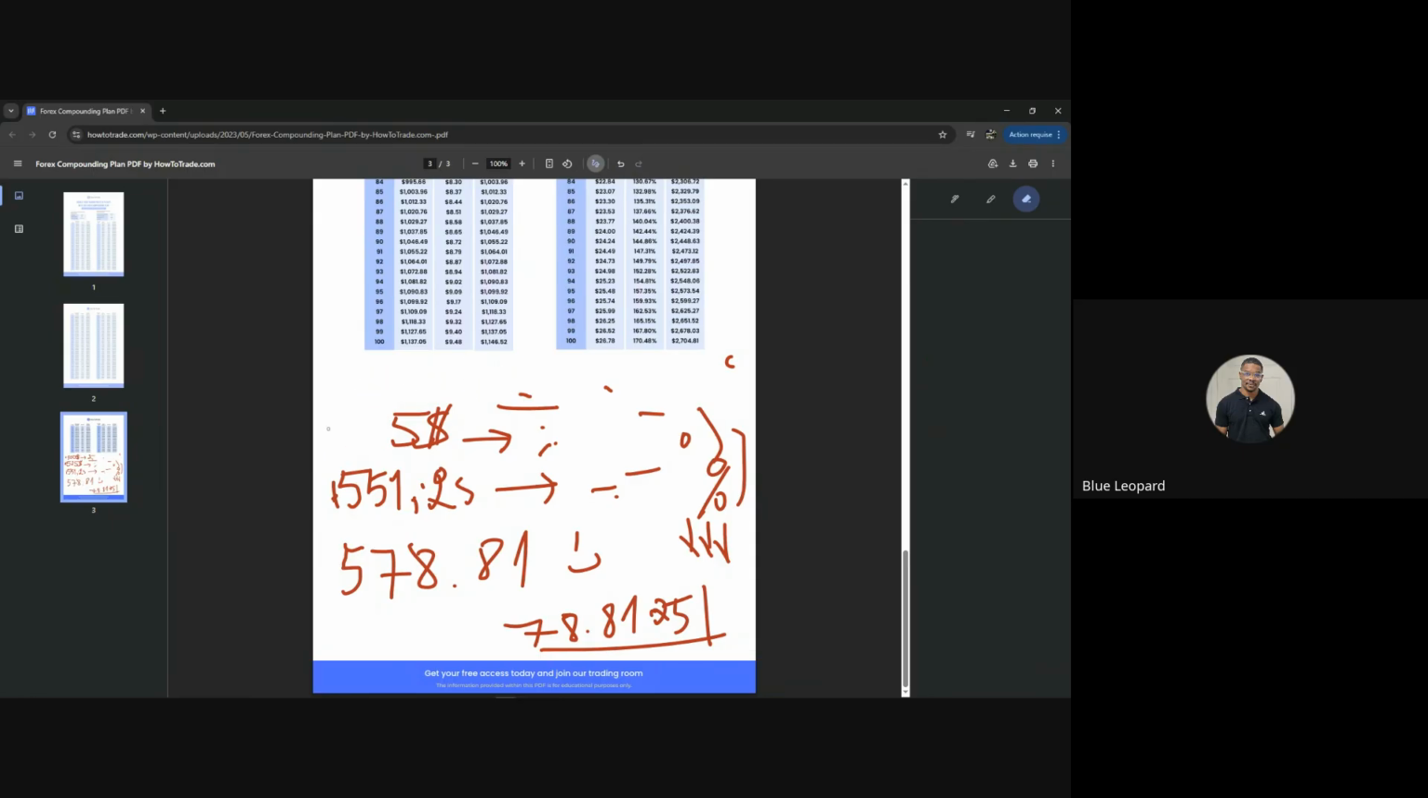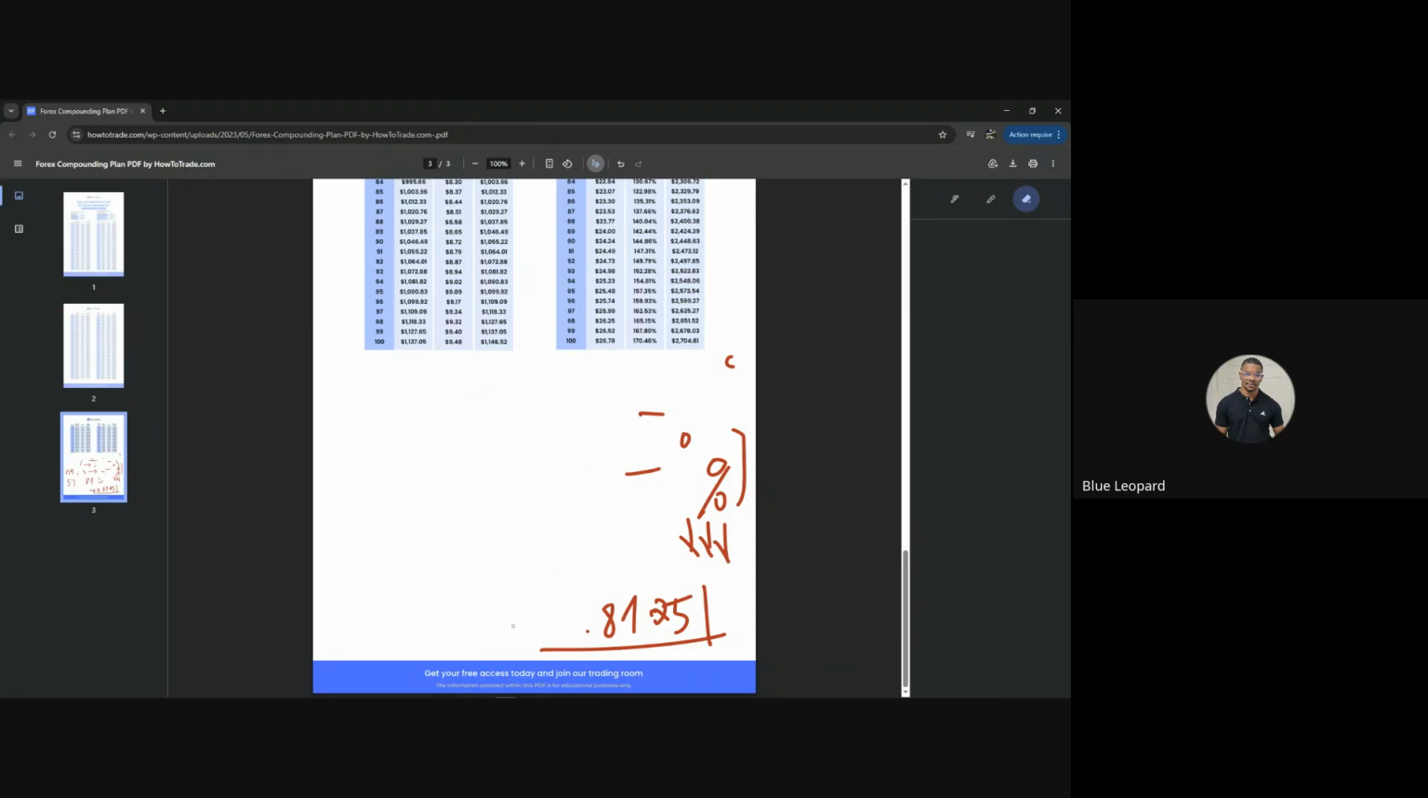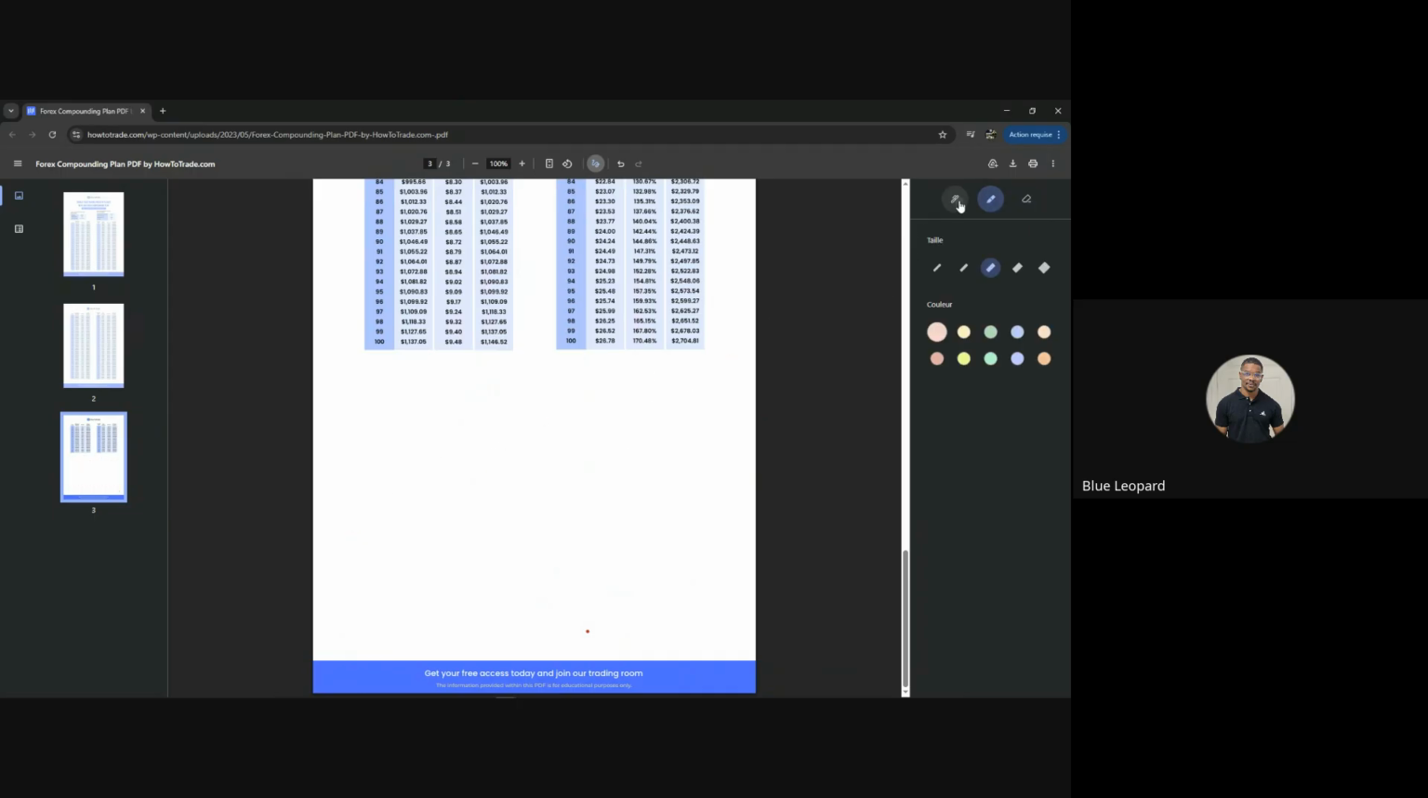Let me clean this. Sorry guys, I need to clean this. Yeah, compounding will help you bring your account up. And after 100 trades with the same calculation, okay, you will have an equity curve like this. It will start slow and then it will explode.